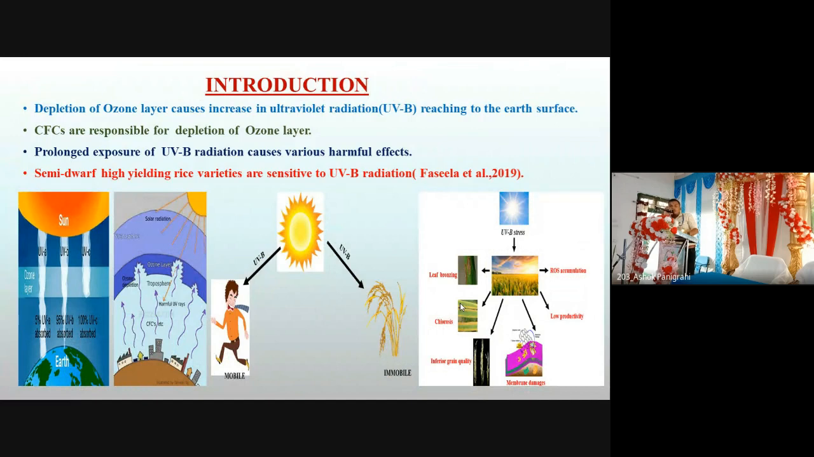The various harmful effects of UV radiation include leaf bronzing, chlorosis, inferior grain quality, membrane damage, and reactive oxygen species generation. No doubt, the semi-dwarf high-yielding varieties have a higher productivity rate, but unfortunately, they are quite sensitive towards UV radiation.